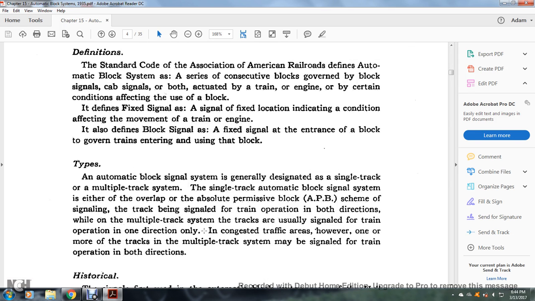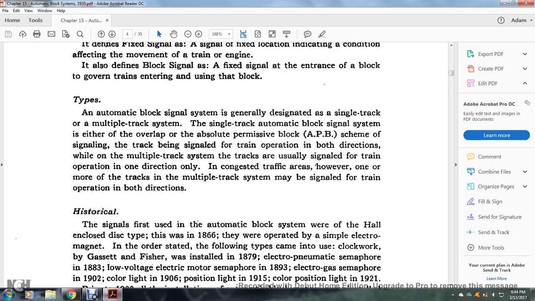Automatic block signal system is generally designated for single track or the multiple track system. The single track automatic block signal system is either overlap or absolute permissive block, with the track being signaled for train operation in both directions. The multiple track system is usually signaled for trains operating in one direction. Congestion of traffic could occur with one or more tracks or multiple tracks. Systems may be signaled for train operation in both directions.